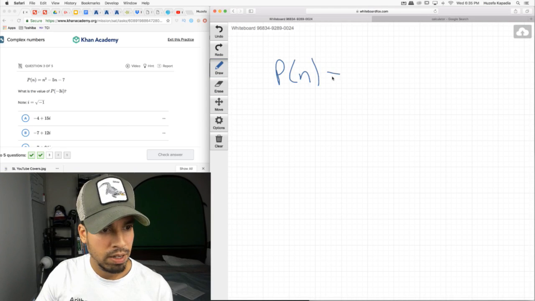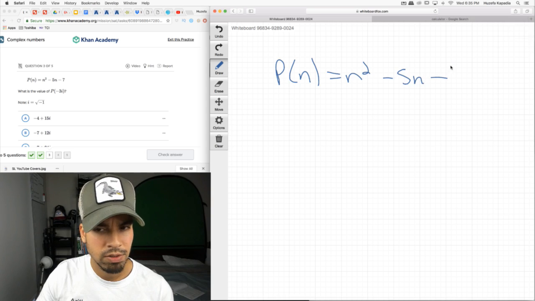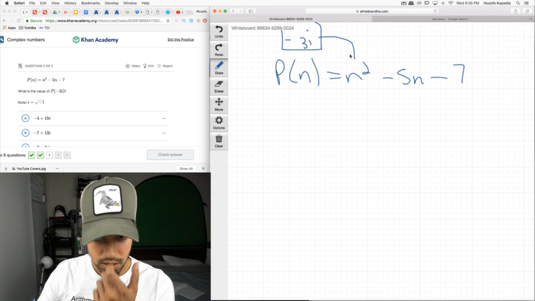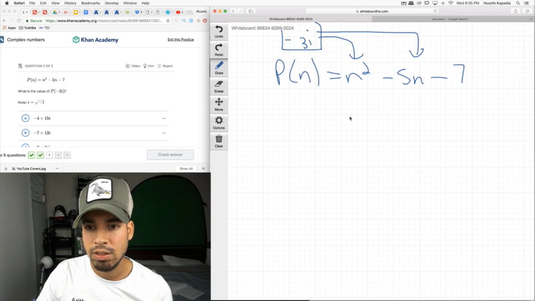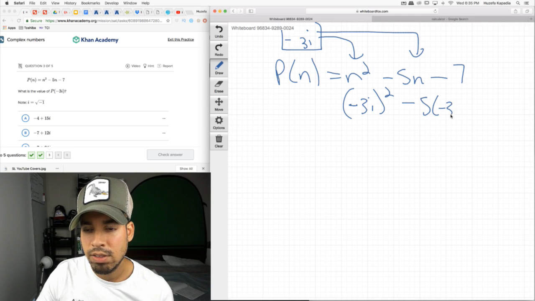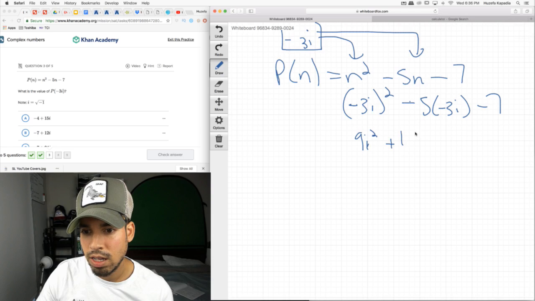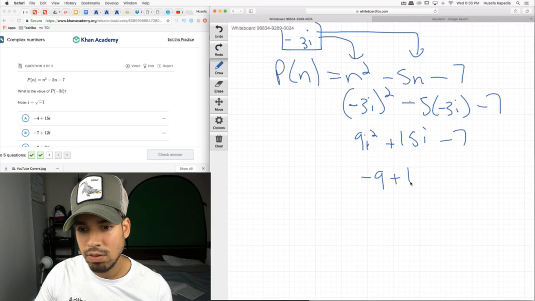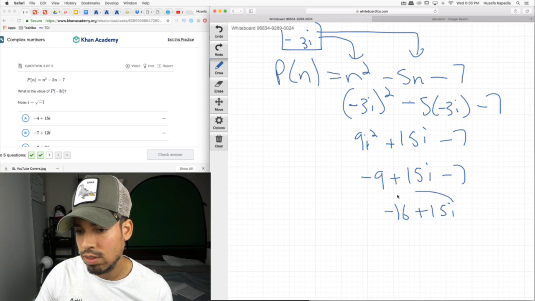We have P of n equals n squared minus 5n minus 7. What is the value of P of negative 3i? So we're plugging negative 3i in for n. So we replace that n and that n with negative 3i. So negative 3i squared minus 5 times negative 3i minus 7. So this becomes 9i squared minus, these two negatives cancel out, so it's plus 15i minus 7. i squared is negative 1. Negative 1 times 9 is negative 9. Negative 9 plus negative 7 is negative 16 plus 15i.